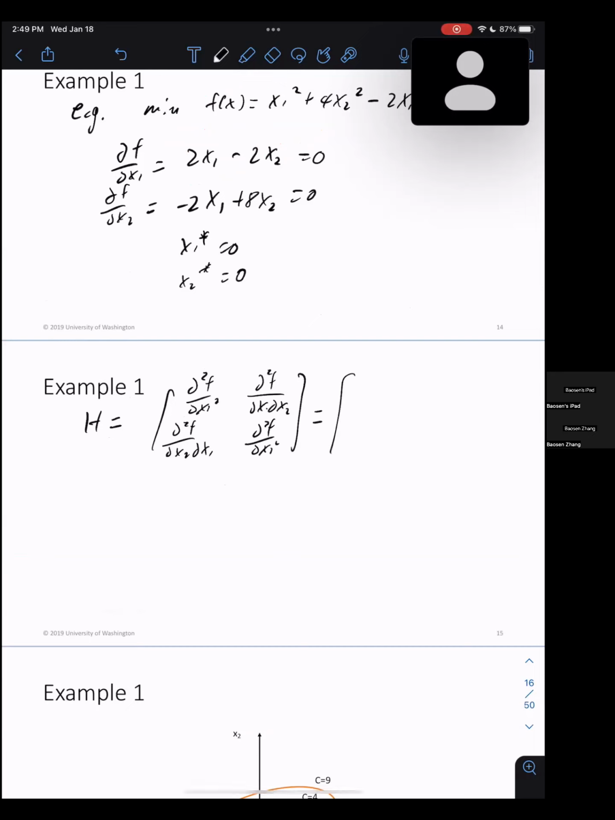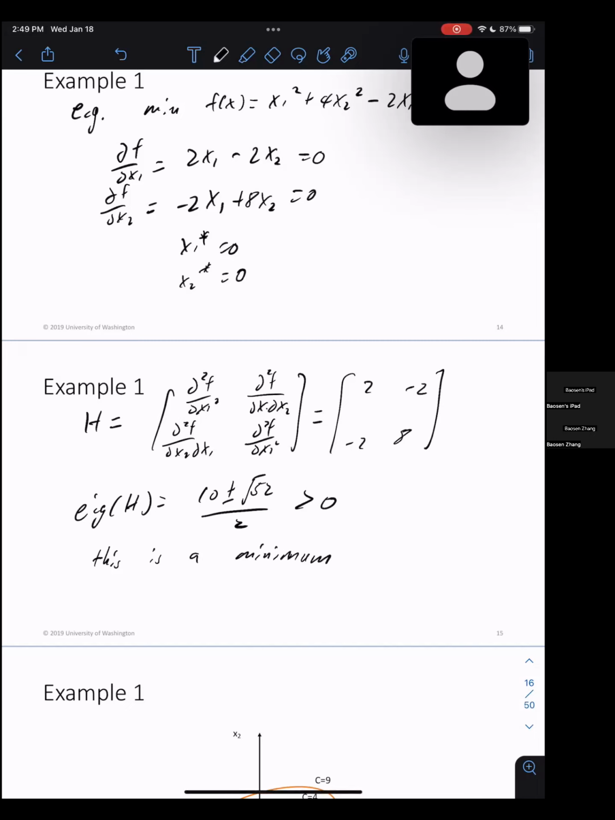You plug things in, this is 2, minus 2, minus 2, 8. And you can compute the eigenvalues. Turns out that the eigenvalues are both greater than 0. Okay. So you can conclude that the point you got is a minimum.